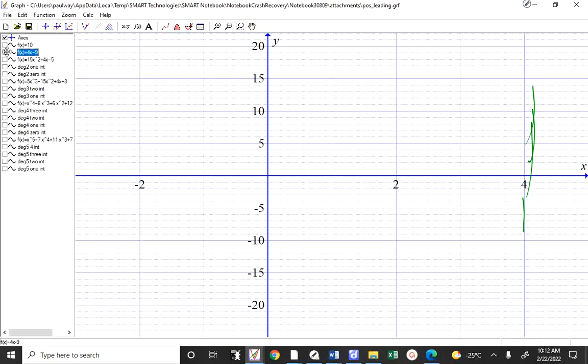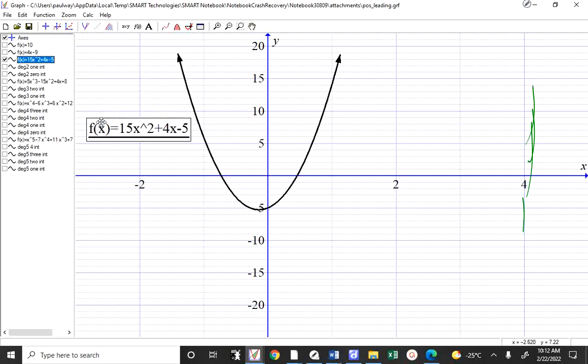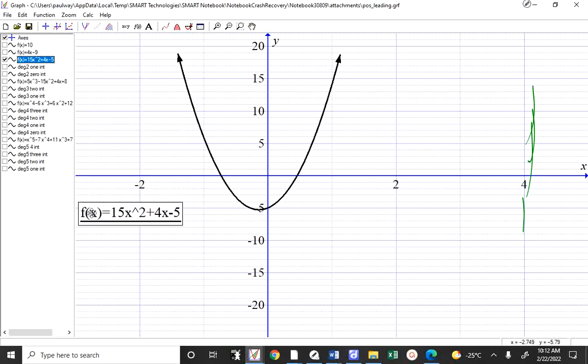What about a quadratic polynomial function? This is 15x squared plus 4x minus 5. Crosses the y-axis at negative 5. This should make sense to you, everybody, because the y-intercept is where x is 0. If you put x equals 0 here and here, the only thing that survives is the constant term.